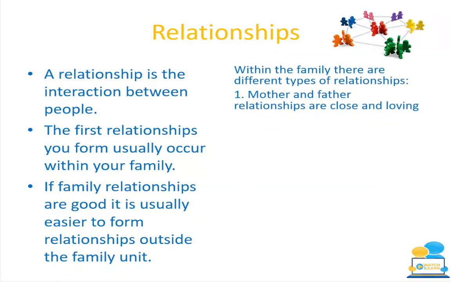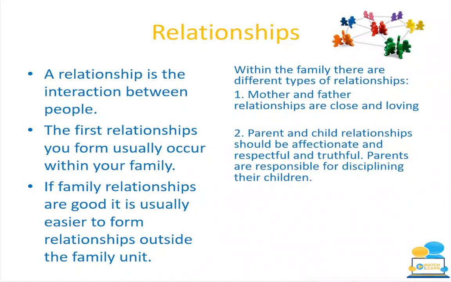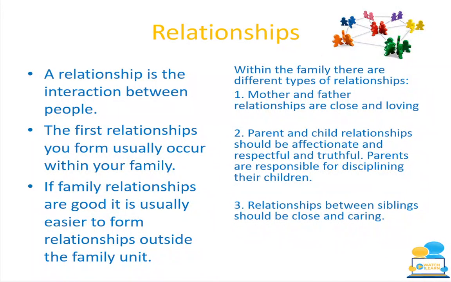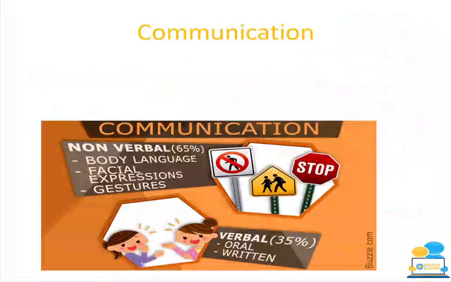Within the family, there are different types of relationships. You could have a mother and father relationship, so this is within your nuclear family. These relationships are close and loving. We then have parent and child relationships. These should be affectionate, respectful and truthful. The parents are responsible for disciplining their child, but there still should be love within the family. Relationships between siblings should be close and caring. You shouldn't be fighting with your sisters and brothers the whole time. You should be caring for them and look after them, especially when they're sick or if there's something happening at home. So there are 3 different relationships which you will be asked to discuss.